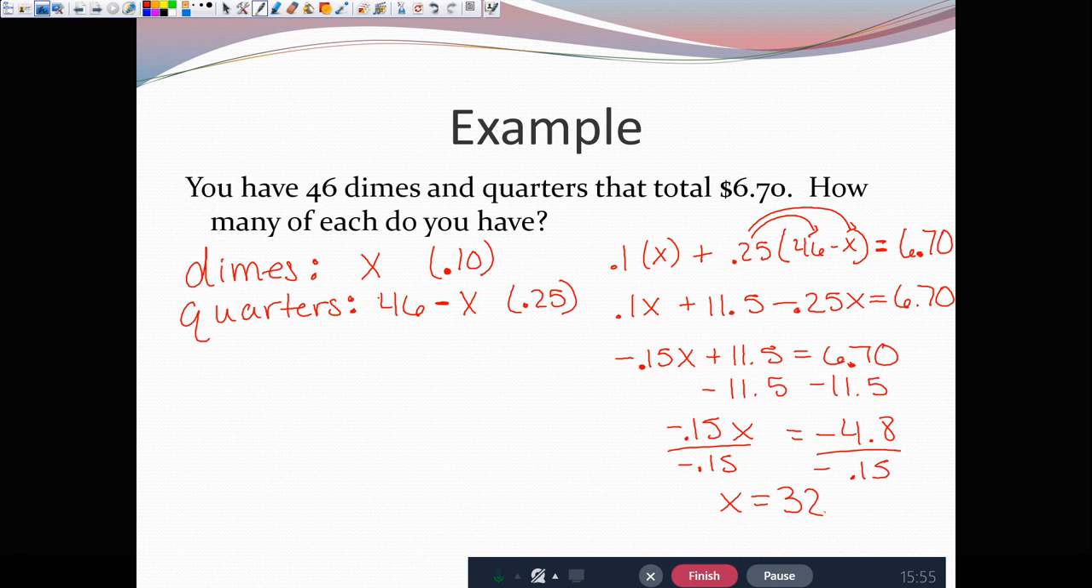All right. So, am I done? No, I identified how many dimes I have. Dimes, I have 32, but I'm looking for how many quarters I also have. How many quarters do I have?